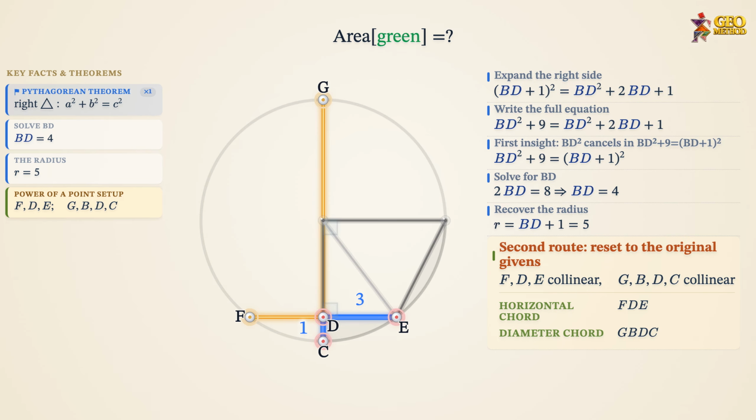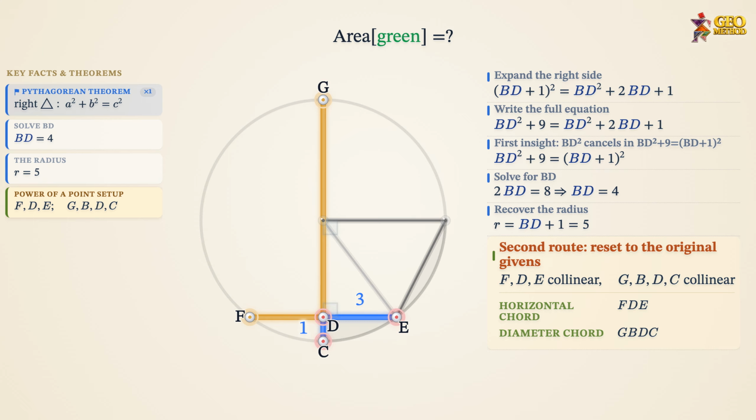Pause here, because we are starting a genuinely different route. Set the first solution, including segment BD equals 4 and r equals 5, aside. Return to only the original givens, segment DE equals 3 and segment DC equals 1. Then ask whether the circle itself can determine the radius.